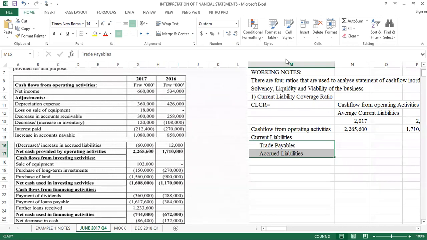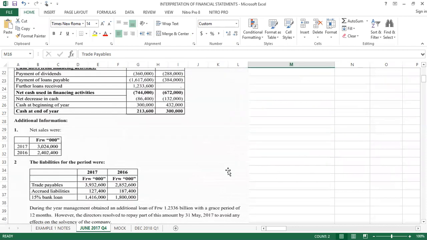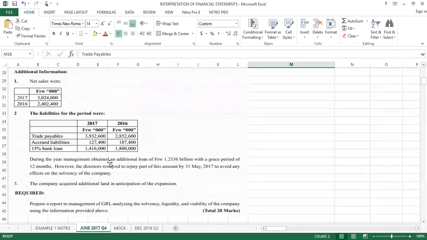Which note below? This is an additional loan. These are non-current liabilities. During the year, the management obtained an additional loan with a grace period of 12 months. So this is not a current liability. What does grace period mean? You will start repaying it after 12 months.